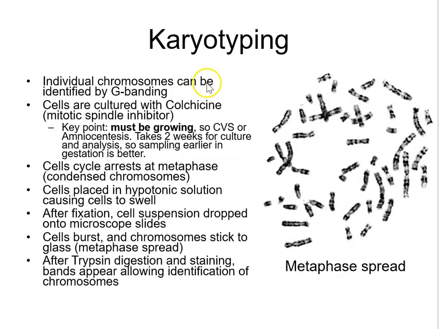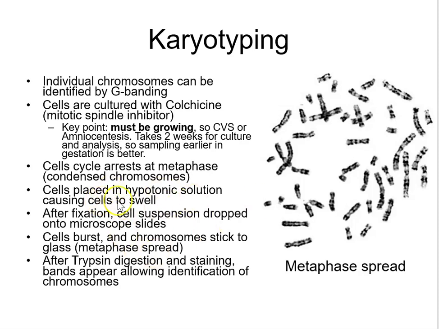So this is how it's performed. We take cells and they're cultured in cell culture. That's taking the fetal cells and growing them in a liquid medium that contains amino acids and proteins and nutrients, and they will grow in plastic vessels. We call that cell culture. We grow them in the presence of colchicine, which is a mitotic spindle inhibitor, and that stops the cells at metaphase when the chromosomes are condensed. So we must have them growing to be able to perform a karyotype. We perform this cell cycle arrest, and then we fix the cells, usually in ethanol and acetic acid. We then make the cells swell up.